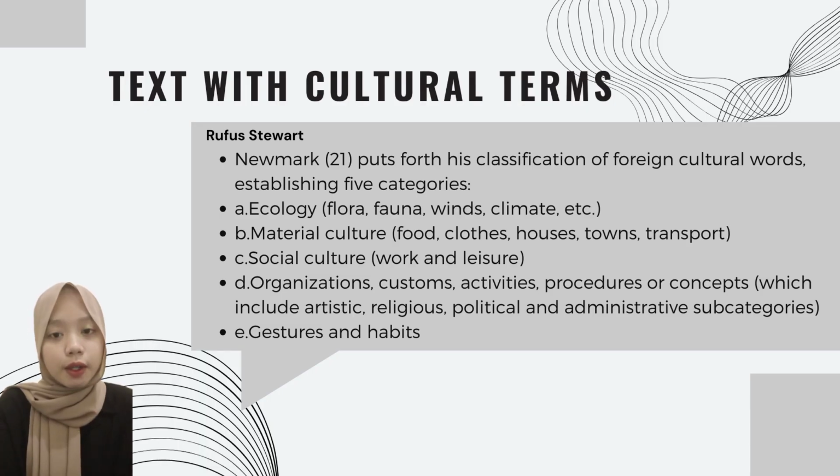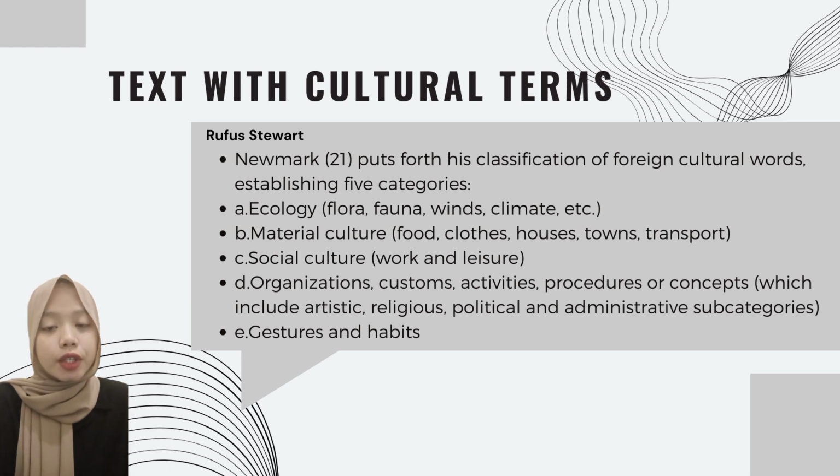Next text is cultural text. Cultural texts always have special terminology related to the culture. Newmark states his classifications of foreign cultural words into 5 categories. The first one is ecology, including flora, fauna, wind, climate, etc.